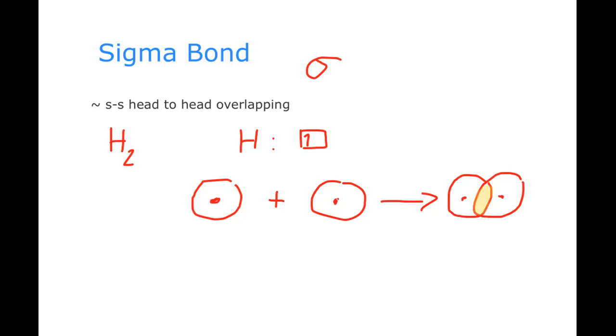This can also be represented as a molecular orbital. That is when s and s orbitals combine. This is the molecular orbital structure. Next is SP head-to-head overlapping. Over here, we'll take the example of hydrogen fluoride.